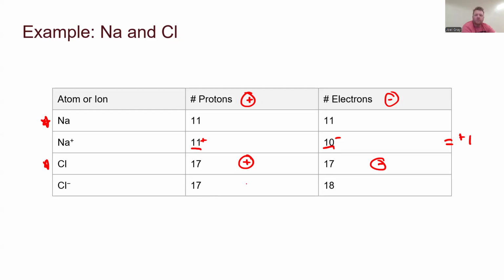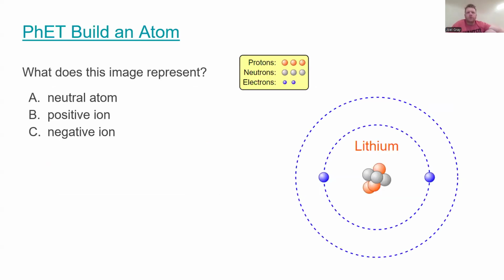Chlorine, we've got 17 protons and 18 electrons. That's going to give us a charge of -1. So these are ultimately atoms.